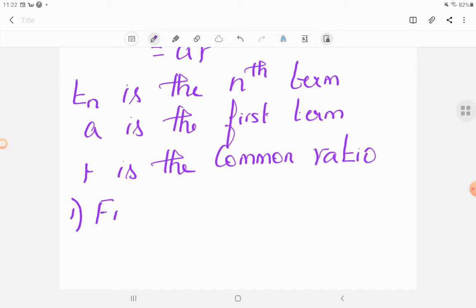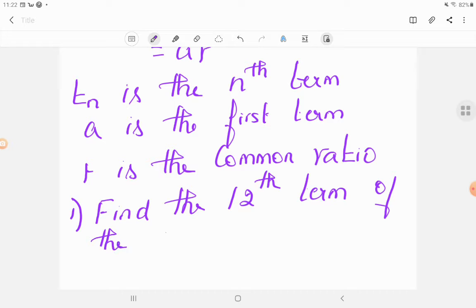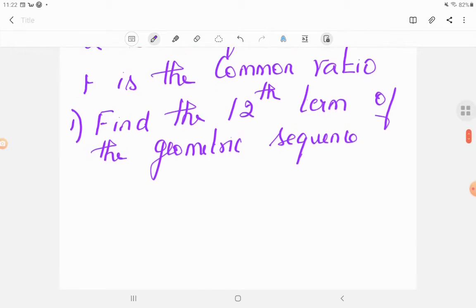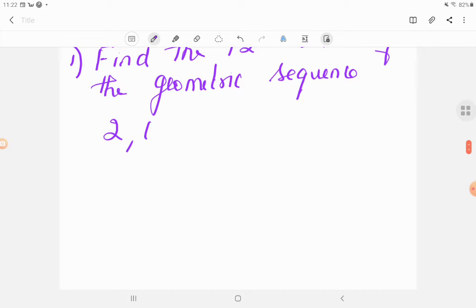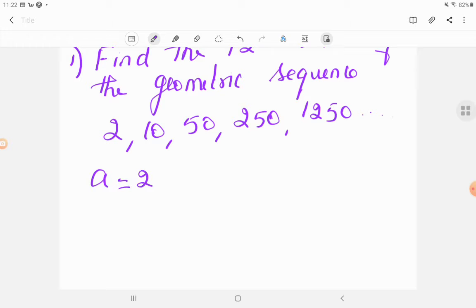Next we will look at an example, which is finding the 12th term. Find the 12th term of the geometric sequence. How do we find the 12th term? Look at this example: 2, 10, 50, 250, and 1250. So how do we find the 12th term? In order to use the formula, the first term is 2. So r is equal to 10 divided by 2.